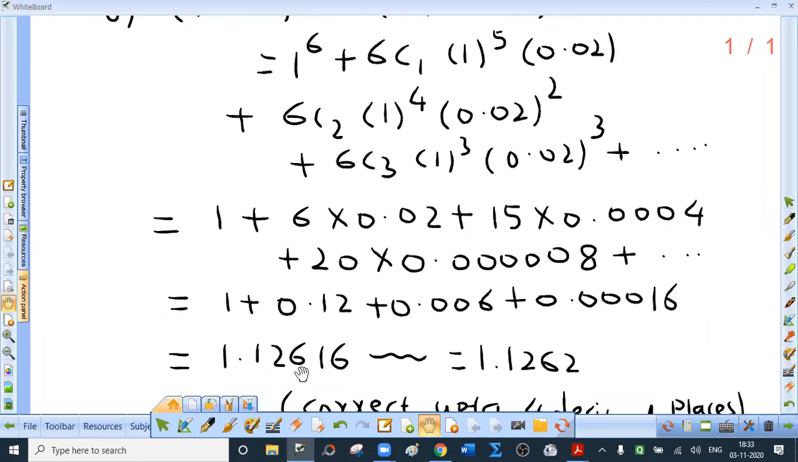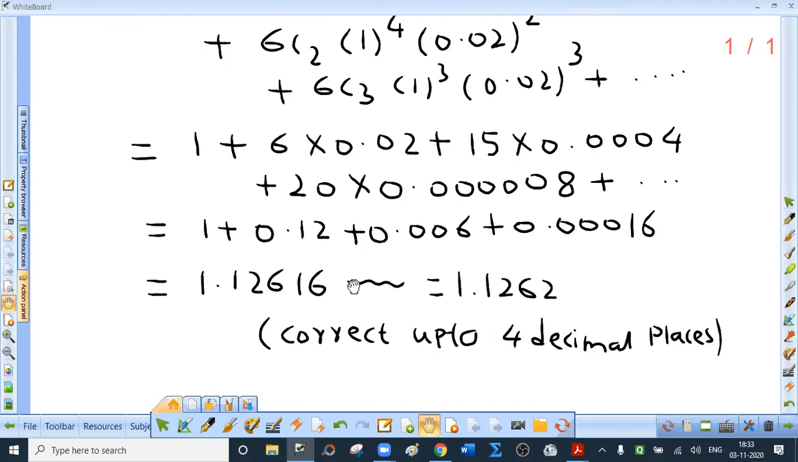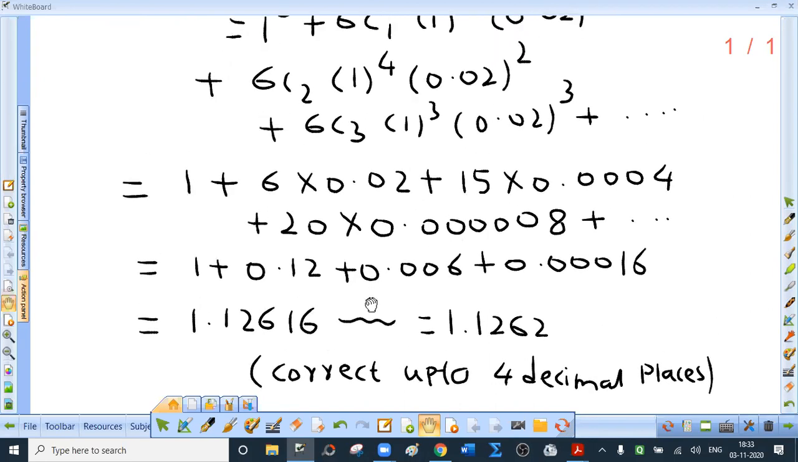So 1.12616, but up to 4 places of decimal. Listen to me, you have to use the rounding off rule. The fifth decimal digit is 5, so add 1 to the previous one. So 1.1262 is the final answer using the rounding off rule.